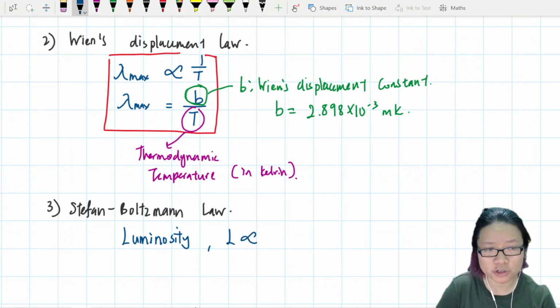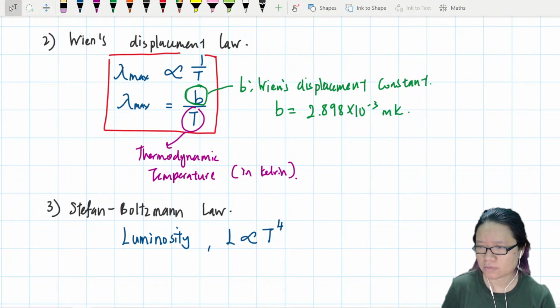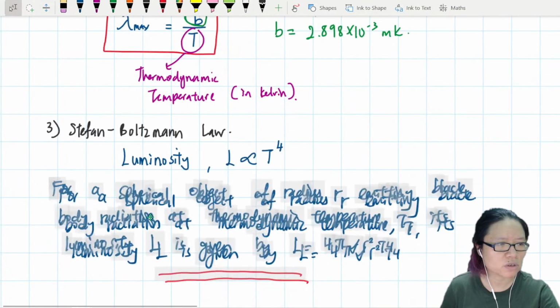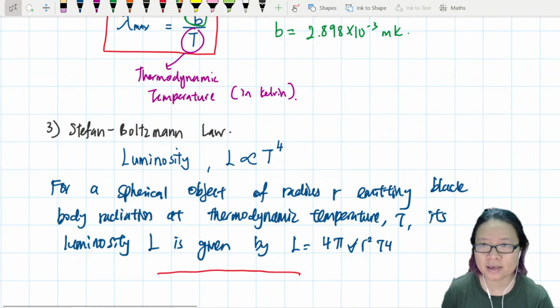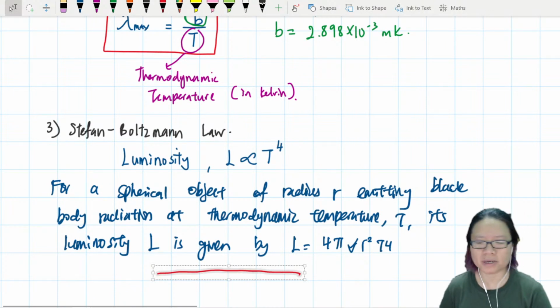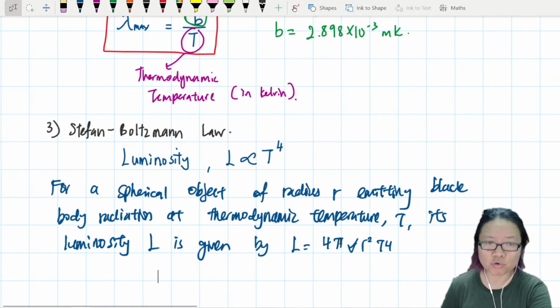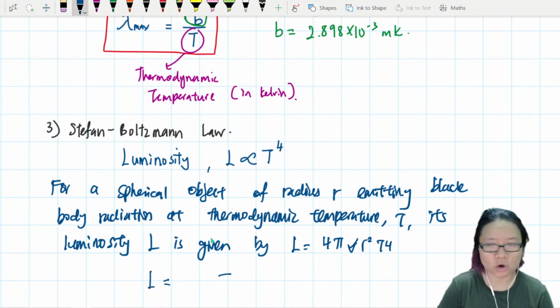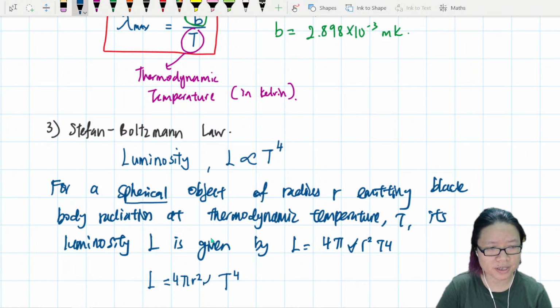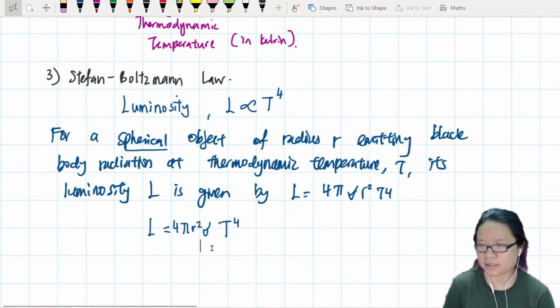Anyway, luminosity is proportional to temperature to the power of 4. This is the Stefan Boltzmann law. If you want to write it in a sentence, you can say for a spherical object of radius r, emitting black body radiation at thermodynamic temperature T, its luminosity is given by this equation. So proportional to T to the power of 4, I remove the proportionality and insert everything else as a constant. So L is equal to some constant times T to the power of 4. This is 4 pi r squared, because it is the surface area of a spherical object, times sigma. Or 4 pi sigma r squared.